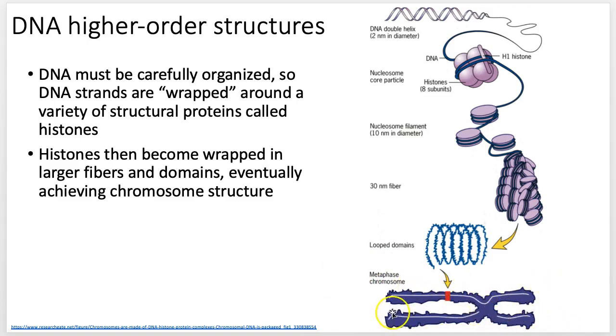And there's a sister chromatid. You wouldn't normally see it condensed like this, and you wouldn't normally see two of these arms unless you're undergoing mitosis. So lots of higher order structure. We'll talk more at a later lecture about actual chromosomes and some of the chromosomal abnormalities that can happen. So stay tuned for that.